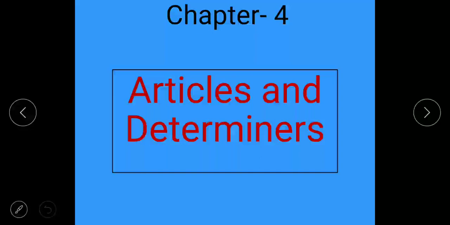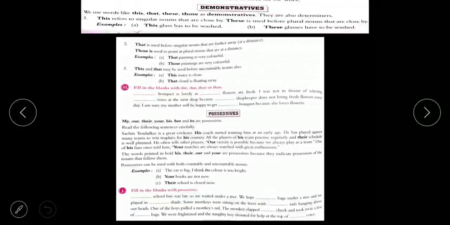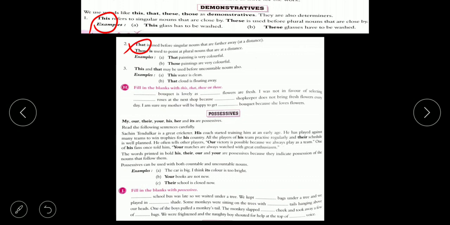Hello learners, today we will continue chapter number 4, articles and determiners. Today our topic is demonstratives. We use words like this, that, these, those as demonstratives. They are also determiners. This refers to singular nouns that are close by. Okay, this and that are used for singular nouns.